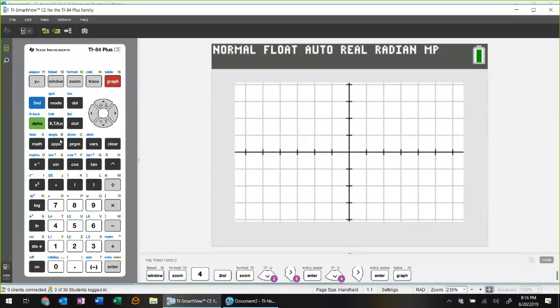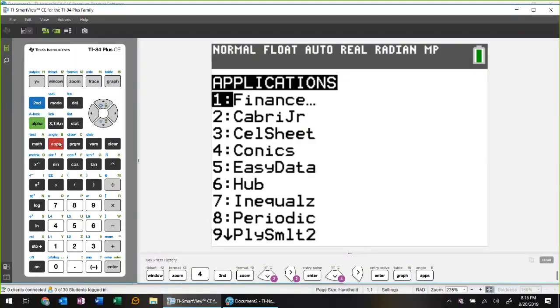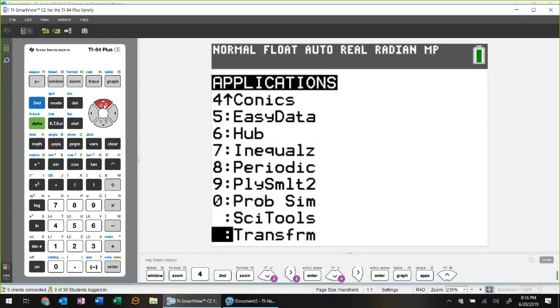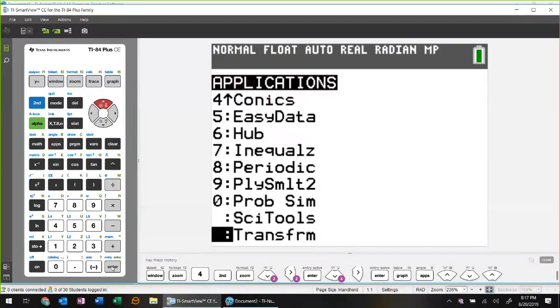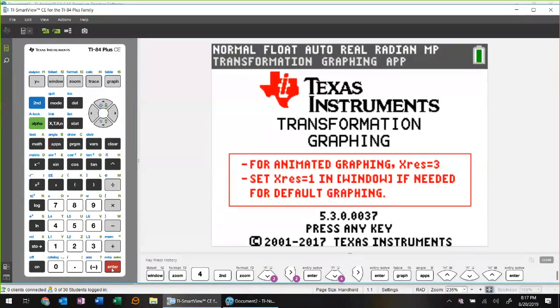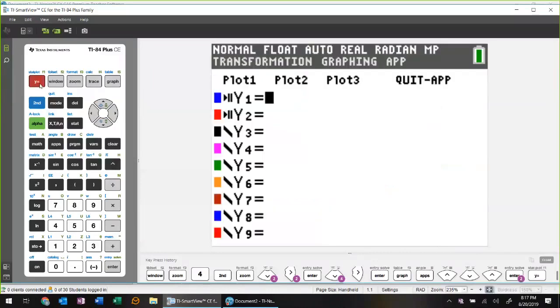The next thing I'm going to do is press the apps key. Here we're going to make use of the transformation app. So when you use a menu on the 84, and the list is really long, what's nice is I can go up from the top and through the bottom and hit transform. So I'll hit enter for transform, and I will get the screen that gives me some instructions. Well, we won't be using animated graphing, so we won't need to deal with the X resolution, but it's set by 1 for default. If I wanted to animate some of the parameters, I should set that X resolution to 3. But I'll press enter, and I'm going to go to Y equals.